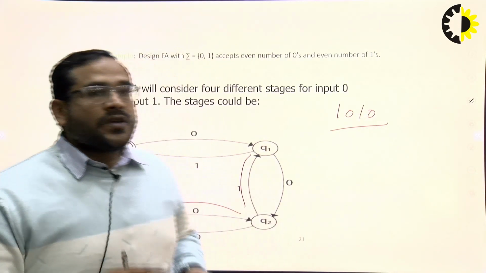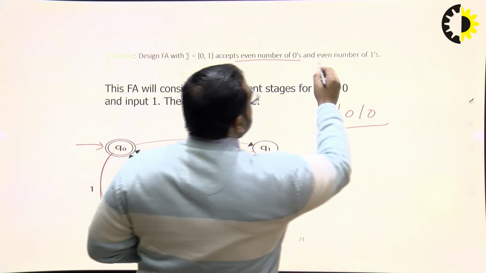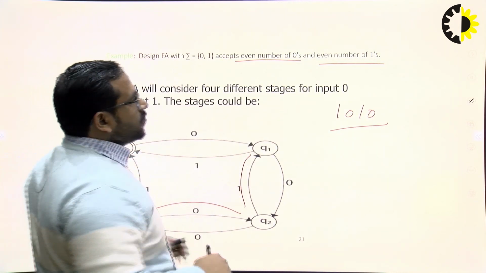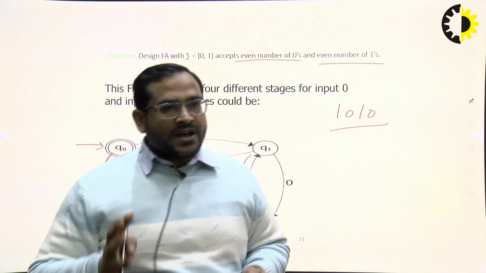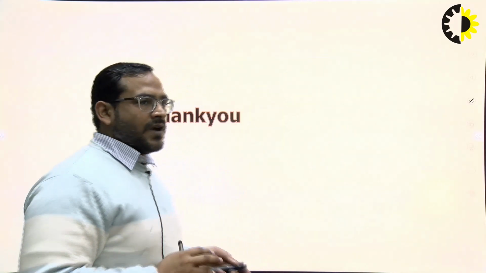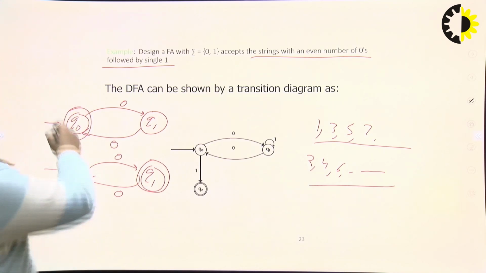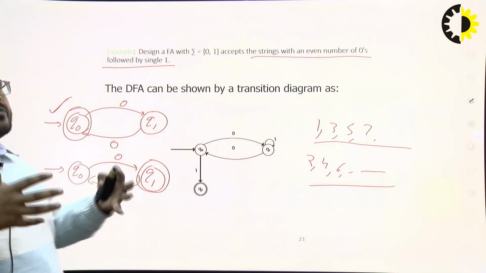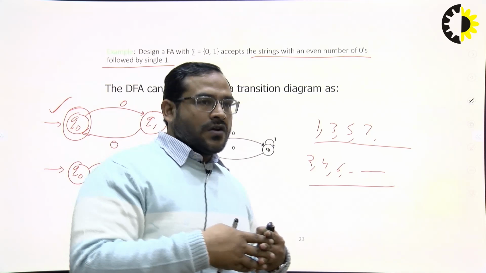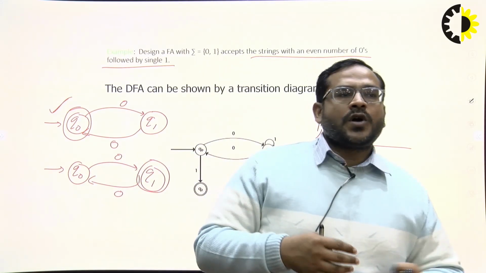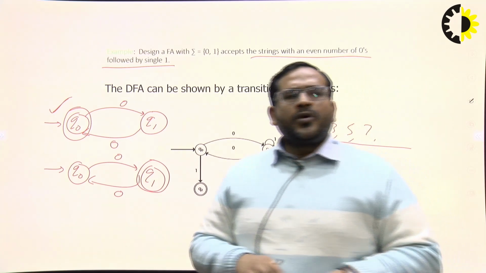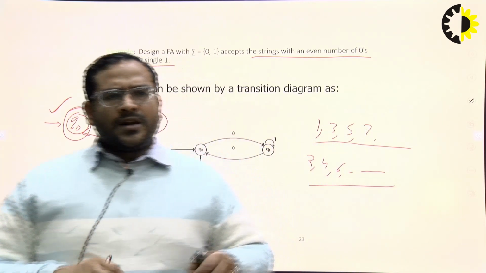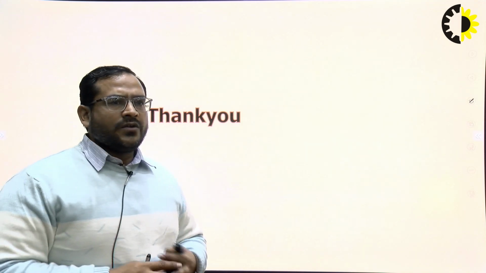What we are doing here is an even number of 0s and an even number of 1s. You have to create two automata, one for an even number of 0s and one for an even number of 1s. Then you can merge them, so it is easy. Try to solve it. If you are not able to solve this problem, you can put your comment in the chat box and I'll reply to you. Thank you so much.